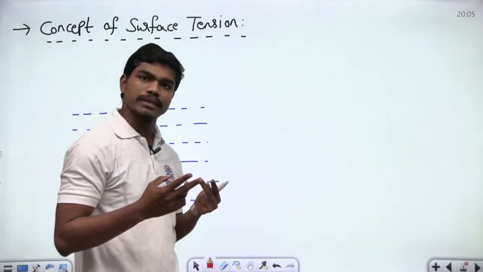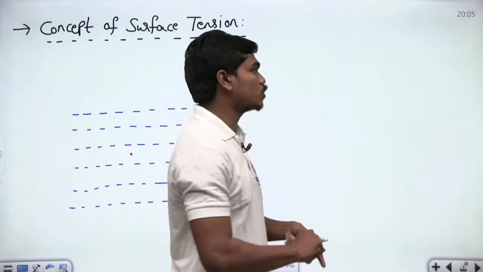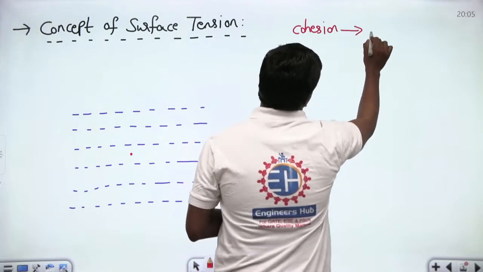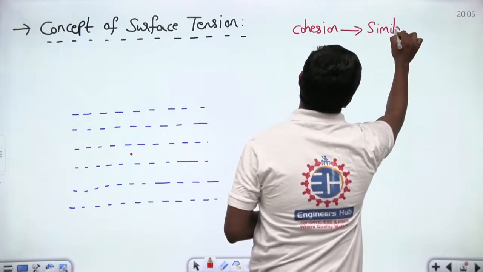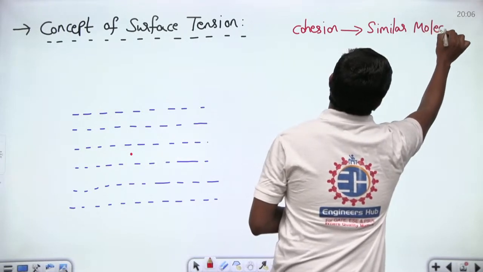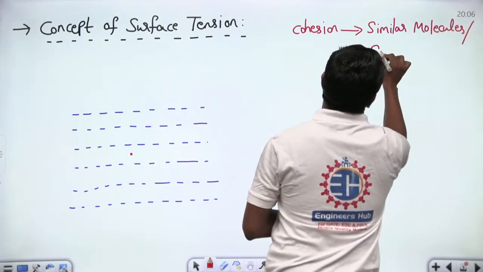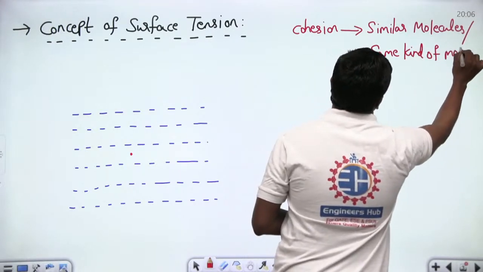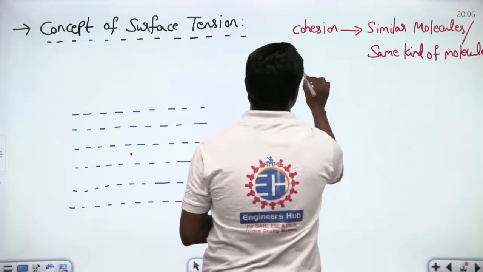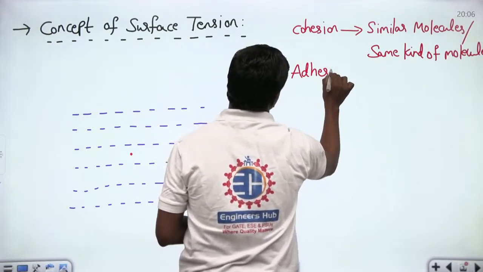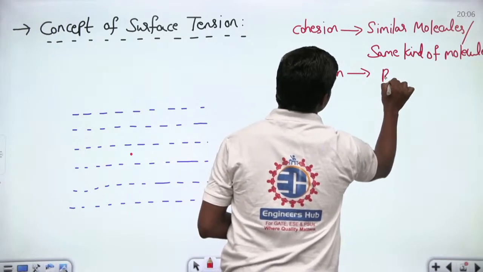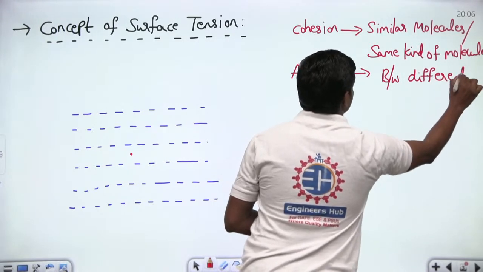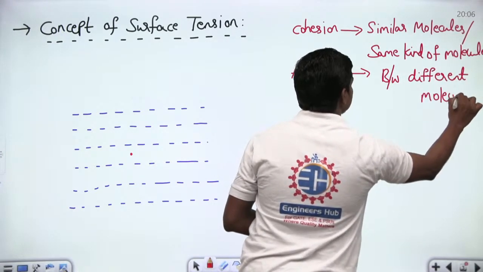molecular forces are basically of two types: cohesive forces and adhesive forces. Cohesion is between similar molecules, or the same kind of molecules, and adhesion forces, or adhesive forces, are generally between different molecules, or molecules of different substances.